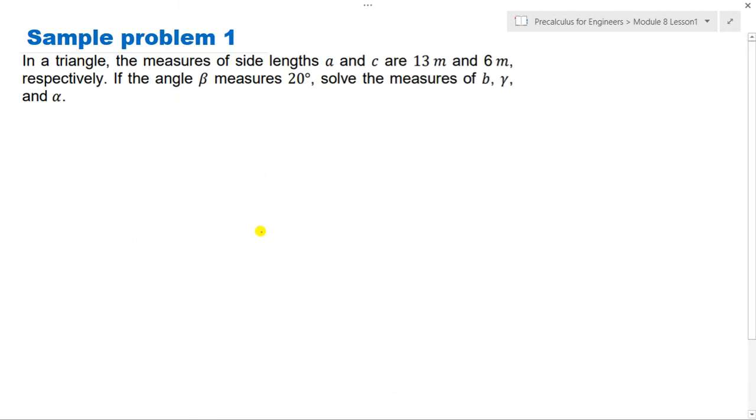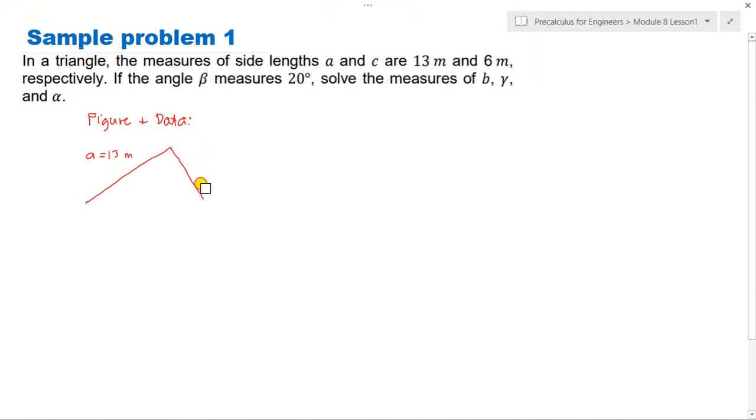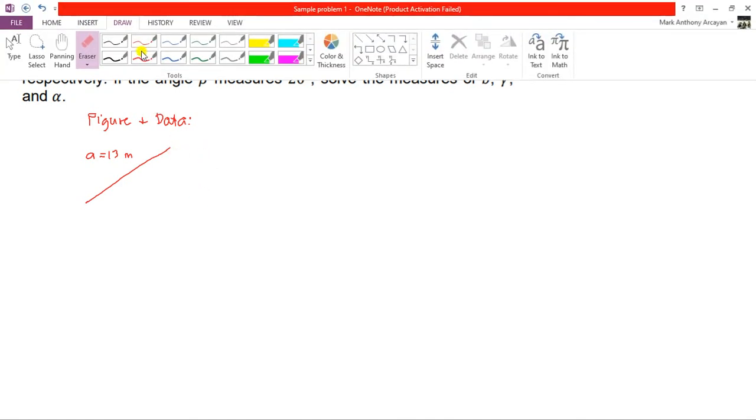So example number one, in a triangle, the measures of side lengths A and C are 13 meters and 6 meters. So figure and data. Let's draw side A, so let's say this is A. A is 13 meters. Side C is 6, so it is smaller, 6 meters. And then the angle beta measures 20 degrees, which is the included angle between A and C.